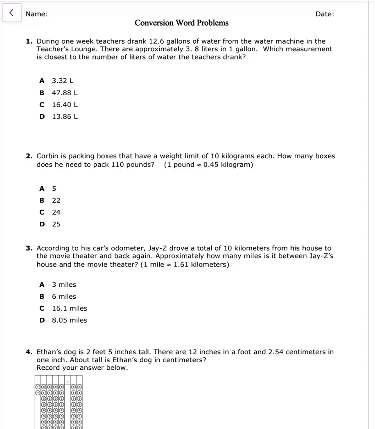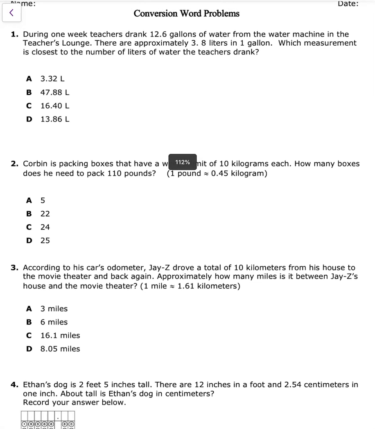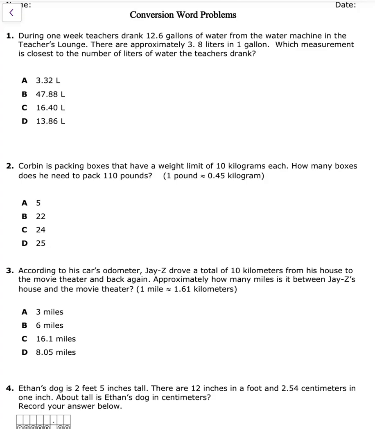Our first question says, during 1 week, teachers drank 12.6 gallons of water from the water machine in the teacher's lounge. There are approximately 3.8 liters in 1 gallon. Which measurement is the closest to the number of liters of water the teachers drank? So we want the liters that the teachers drank. It says the teachers drank 12.6 gallons, but they asked us for liters. They also told us that 3.8 liters is in 1 gallon.